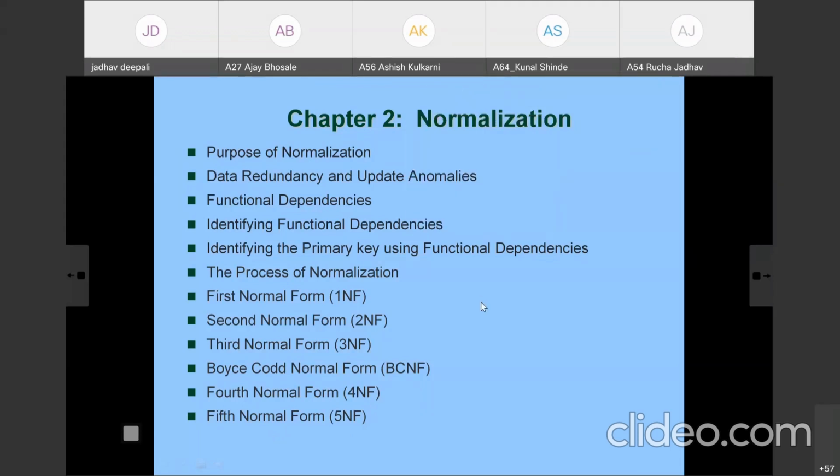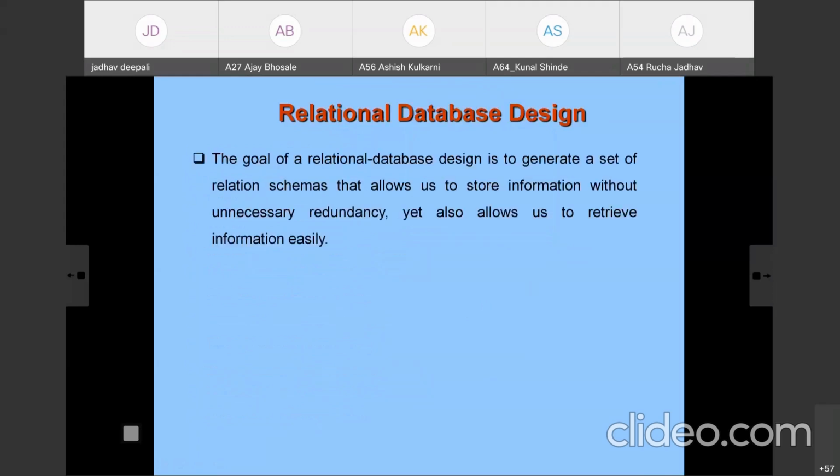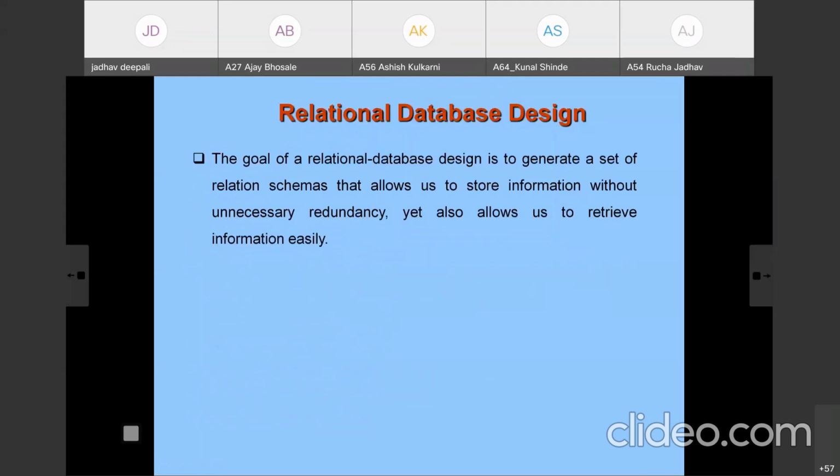So let's start with the purpose of normalization. Why use normalization, or why perform normalization? The goal of relational database design is to generate a set of relation schemas that allows us to store information without unnecessary redundancy. That is the important word here.